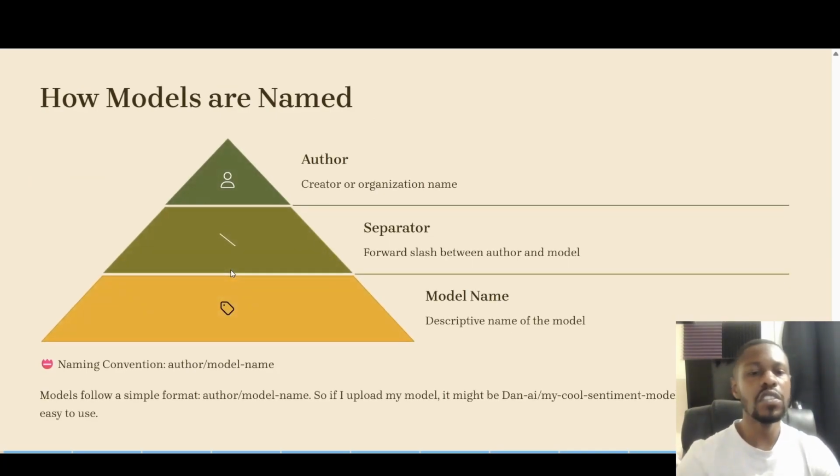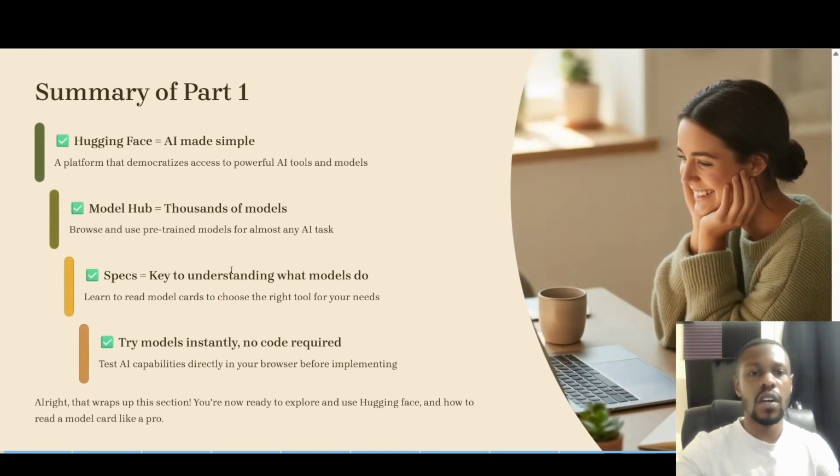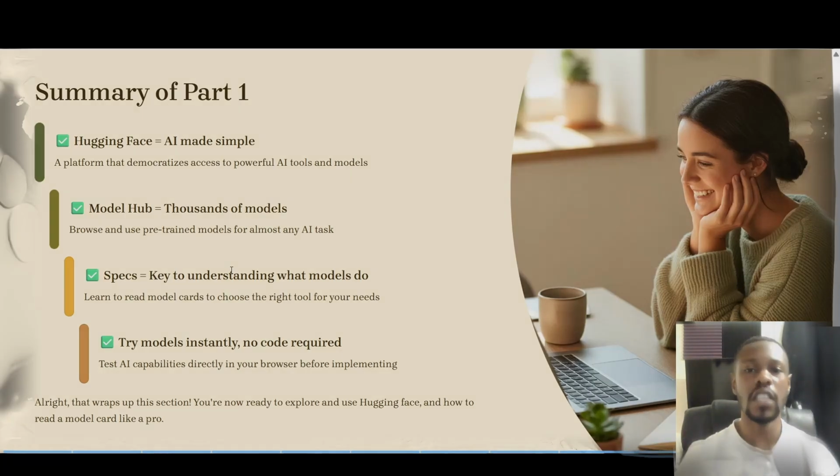Next, the naming conventions for a model. Models follow a simple format, usually author/model name. So for example, if I was to upload a model, it might be Dan AI, my cool sentiment model, for example. It's easy to remember and easy to use. Alright, so that pretty much sums it up for this section. Now let's go ahead and visit the Hugging Face website so that we can take a look at these features in some more detail.